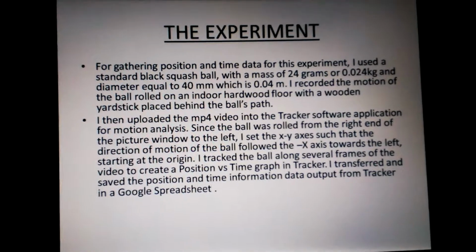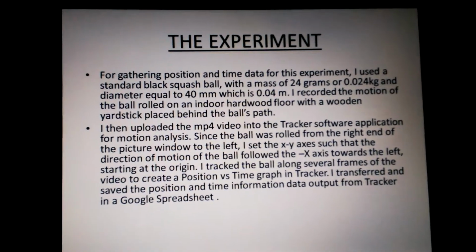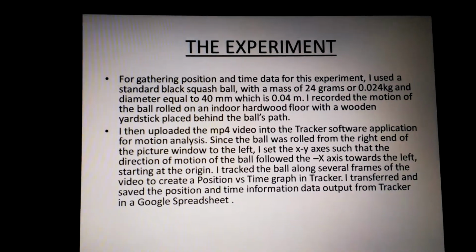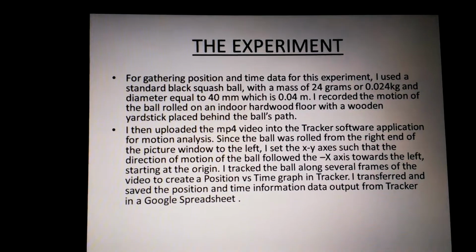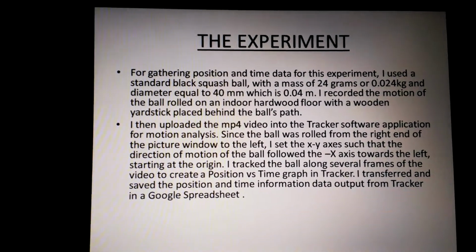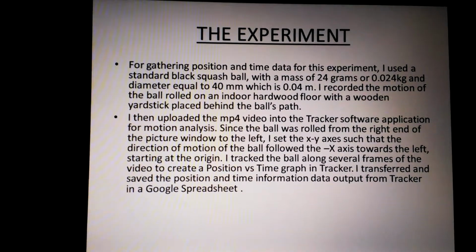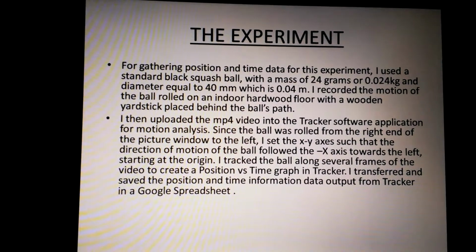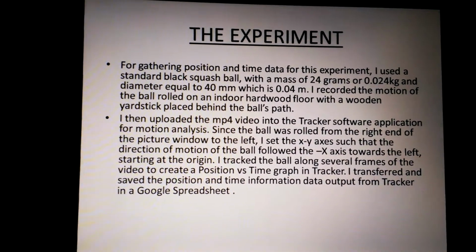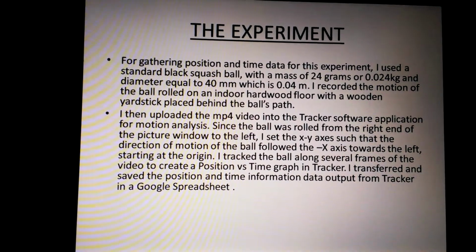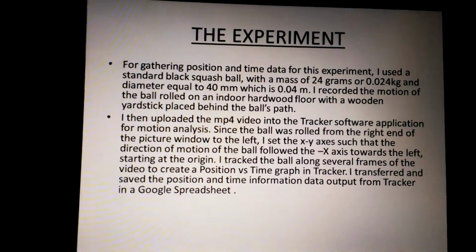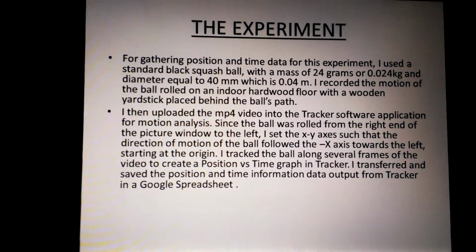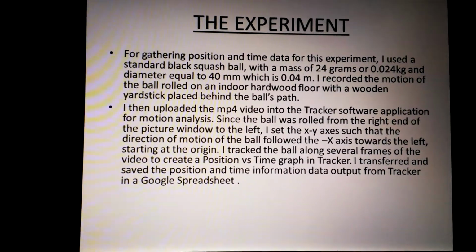In the experiment for gathering position and time data, I used a standard black squash ball. I recorded the motion of the ball rolled on an indoor hardwood floor with a wooden yardstick placed behind the ball's path, then uploaded the MP4 video into the Tracker software program to analyze the motion. Since the ball was rolled from the right end of the picture window to the left, I set the XY axis such that the direction of motion of the ball followed the negative x-axis toward the left starting at the origin. I tracked the ball along several frames of video to create a position versus time graph in Tracker. I then transferred this data to Google Spreadsheets.